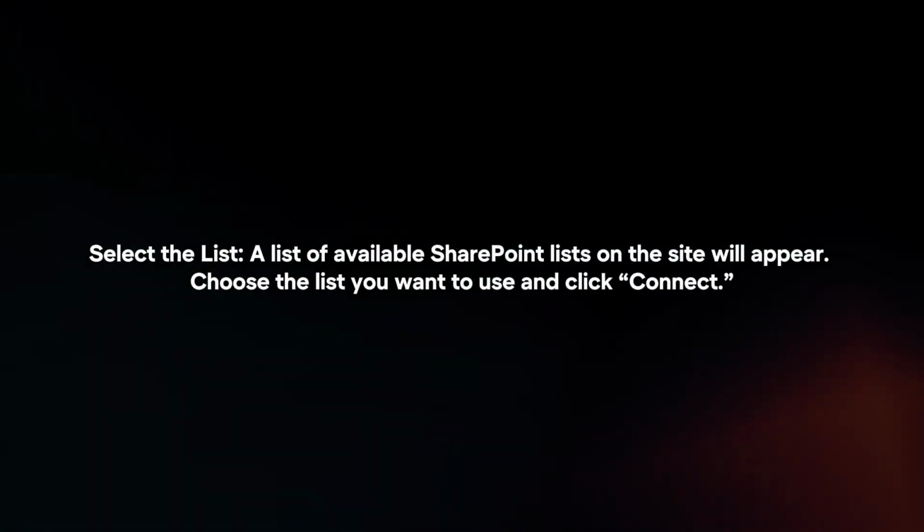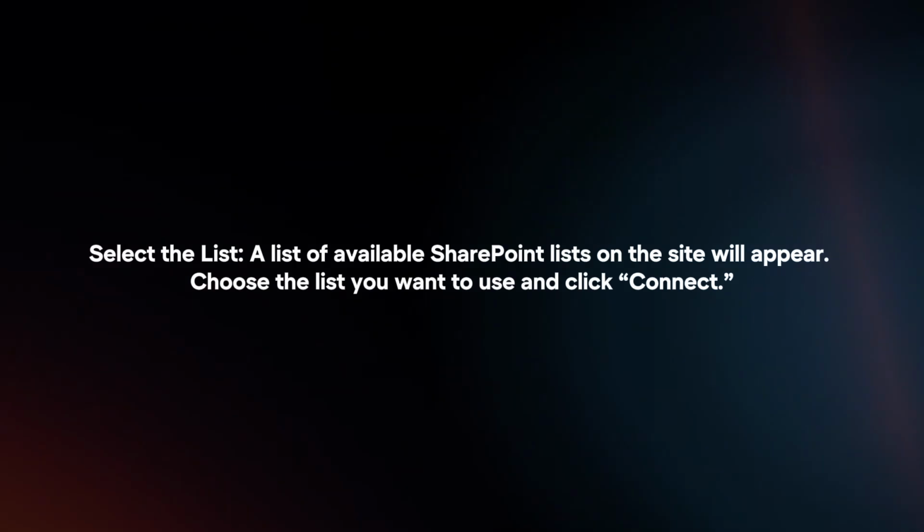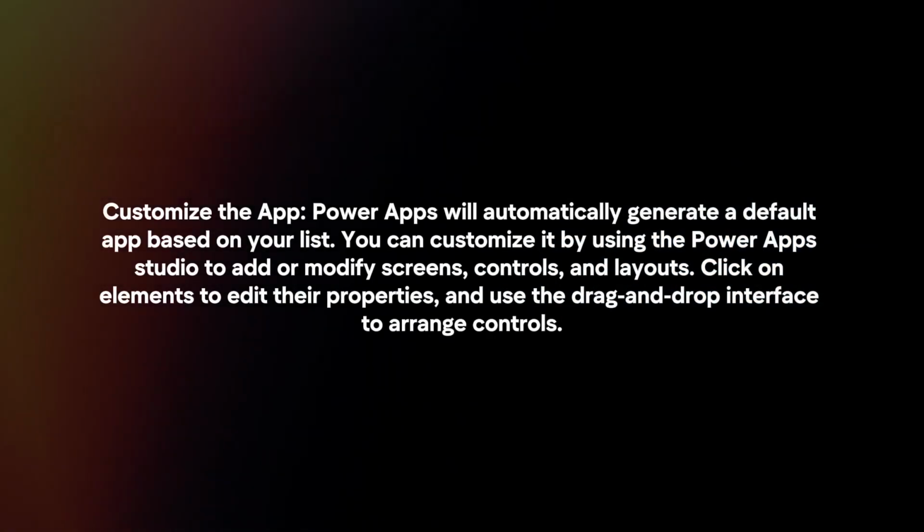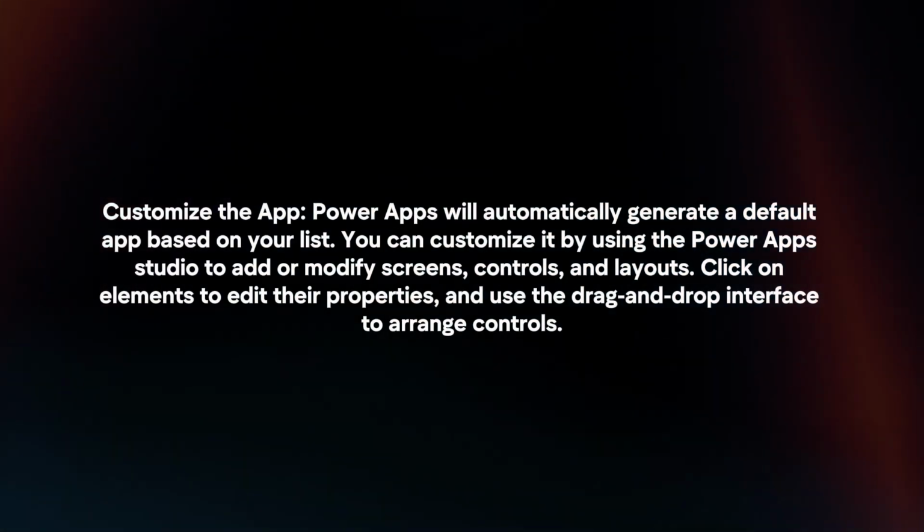A list of available SharePoint lists on the site will appear. Choose the list you want to use and click Connect. Customize the app. Power Apps will automatically generate a default tab based on your list.